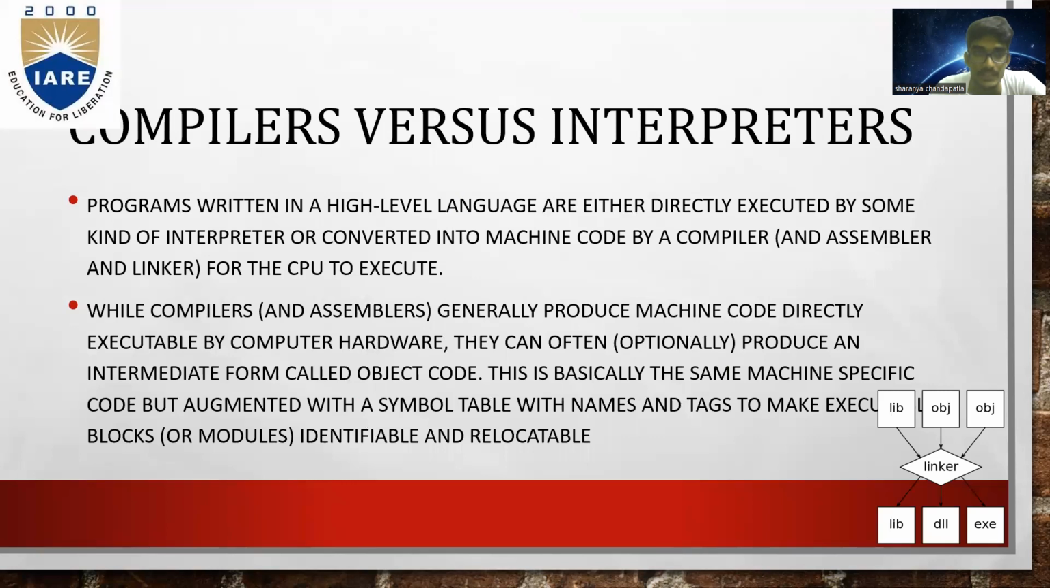Compilers versus interpreters. So we have learned about interpreters. Now we will find the difference between compilers and interpreters. Programs written in high-level languages are either directly executed by some kind of interpreter or converted into machine code by a compiler, assembler, and linker for the CPU to execute. So the programs which are written in a high-level language are either directly executed by some kind of interpreter or converted into machine code.